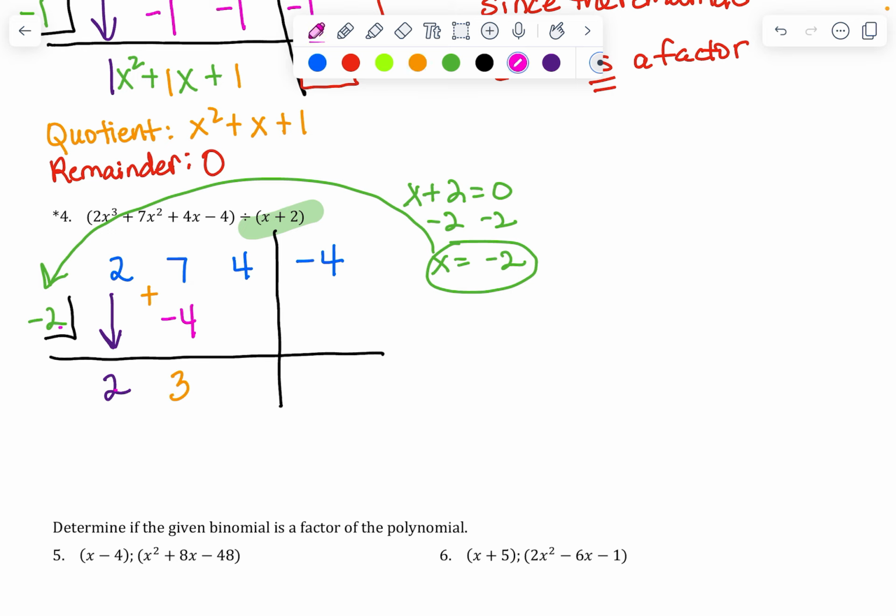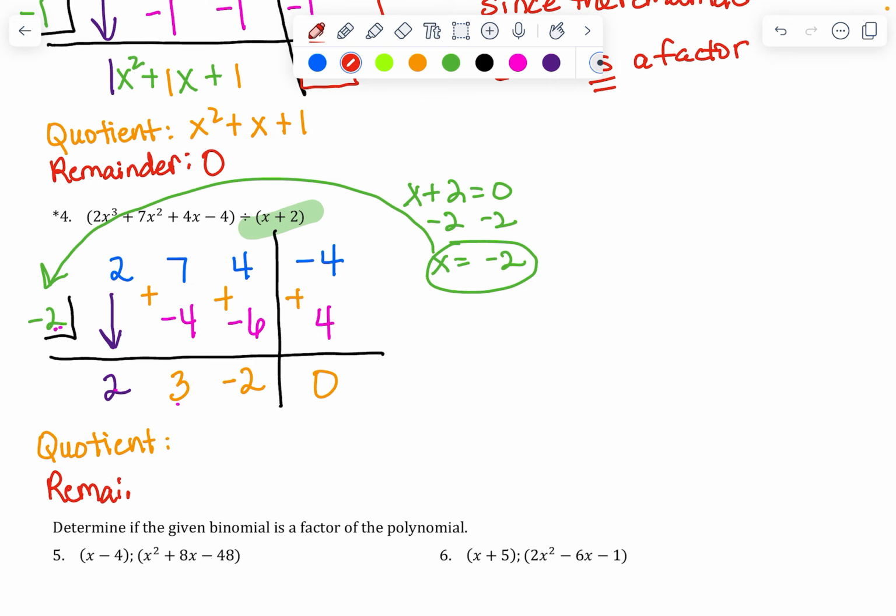Start again. Negative 2 times 3 is a negative 6. Now you're going to add. 4 plus a negative 6 is a negative 2. Start again. Negative 2 times a negative 2 is a 4. Add, and you get 0. So let's do our quotient. And let's do our remainder.